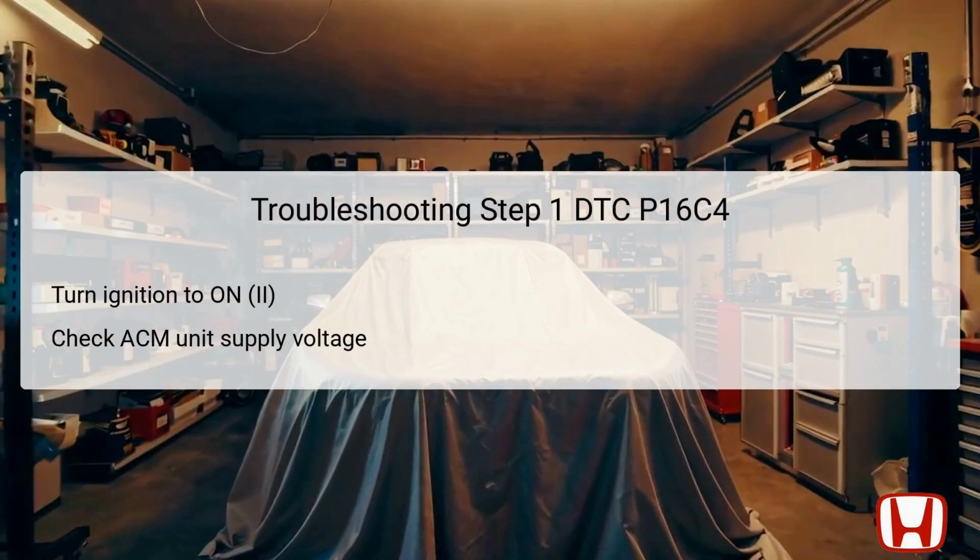The first step in troubleshooting DTC P16C4 involves ensuring that the ignition switch is turned to the on position. This action activates various vehicle systems, allowing for proper diagnostics to begin. Following this, the HDS diagnostic system should be used to check the active control engine mount, ACM, unit supply voltage in the data list. Verifying battery voltage at this stage is crucial because it confirms that power is reaching the required components.